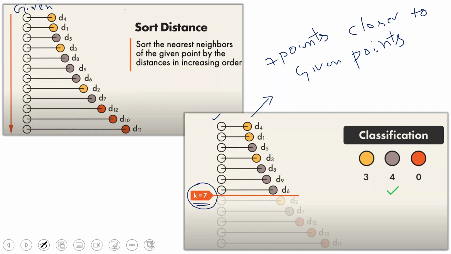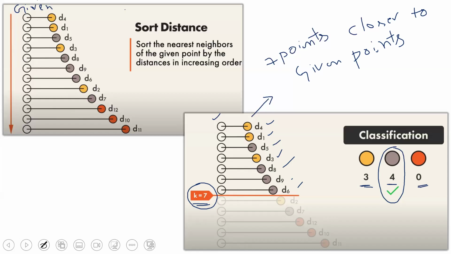Now, if you look at this, 3 of these 7 points which are closer to the given point belong to class yellow. And 4 of these points belong to the gray class. Okay, and no points belong to red. Once we have calculated the count of points belonging to different classes, we decide that the given point belongs to the gray class just because the count is higher for this particular class. Okay, so that is how KNN decides the class of the given point.